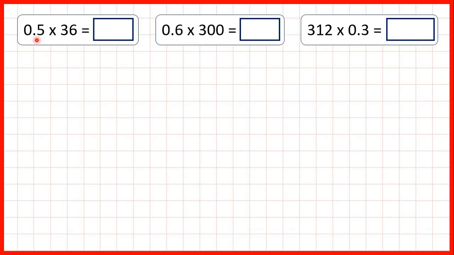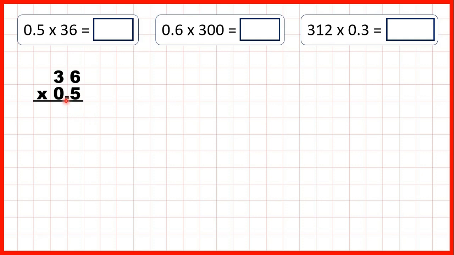We have 0.5 times 36, so we can set this out as a column multiplication, but we should write the 36 on the top line and the 0.5 below, because 0.5 has 0 ones, which means we won't need a second answer line because anything times 0 is 0.